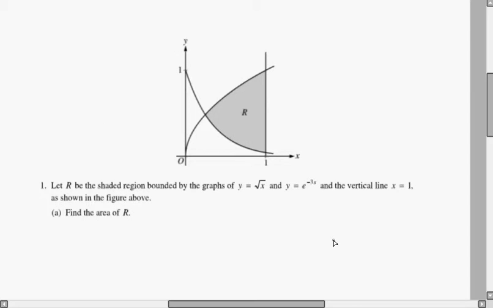A asks us find the area of R. Well, notice how R, its range, doesn't start from 0. It actually starts from this point to here, which is 1. But we don't know this specific point. So how do we find this point? Well, we use our calculator.